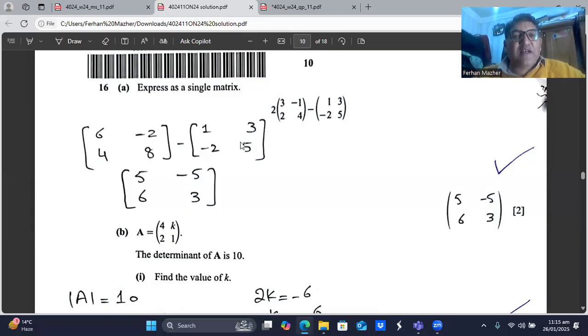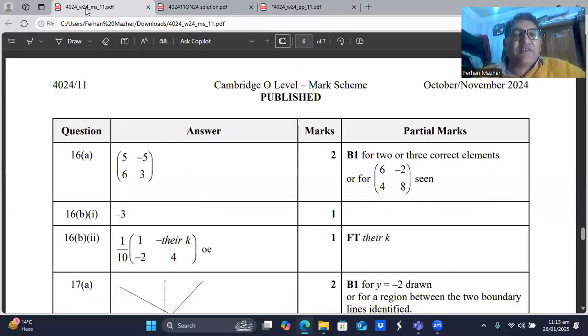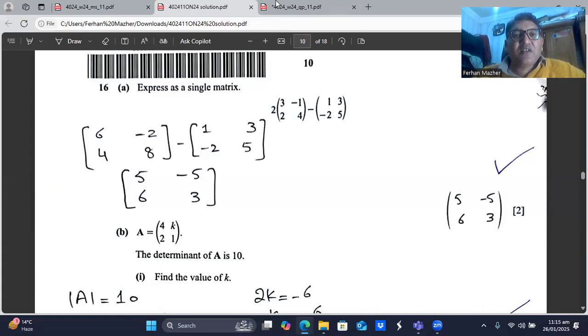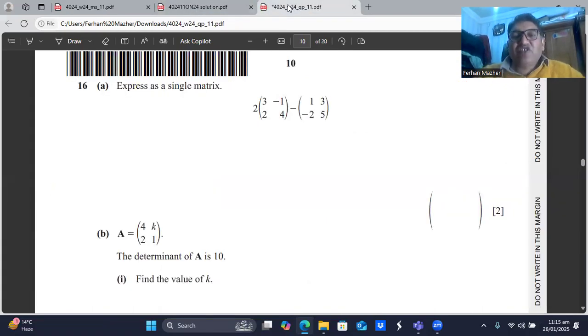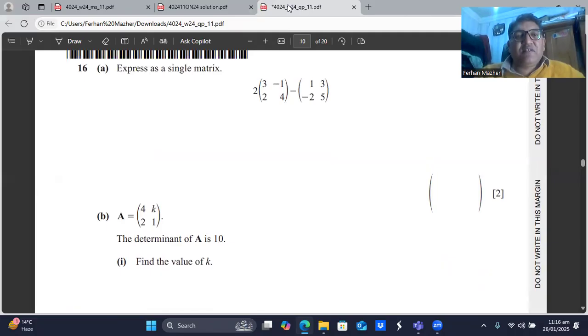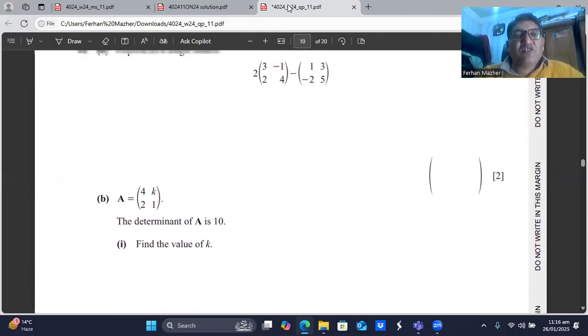So from this, you will have to subtract this matrix. So 6 minus 1, that is 5, -2 minus 3, that's -5. 4 minus -2, that will be +6. 8 minus 5, and that will be 3. So my answer is 5, -5, 6, and 3. Okay, so let's check. 5, -5, 6, and 3. The answer is right.